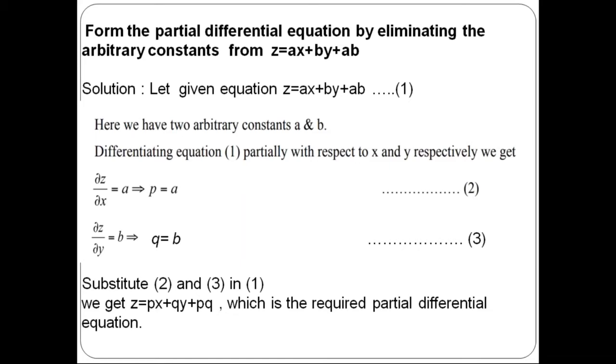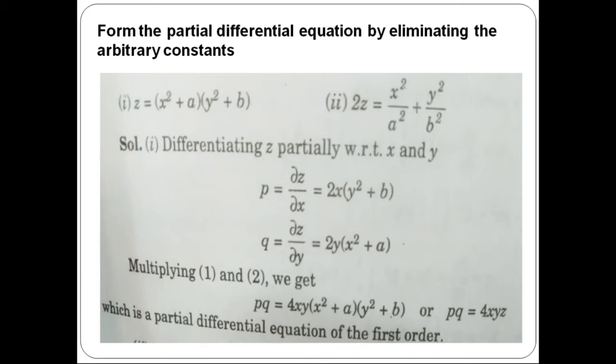I have another example as well. Now form the PDE, meaning partial differential equation, by eliminating the arbitrary constants. I have taken two parts here. The first is z equals x square plus a into y square plus b, and the second is 2z equals x square upon a square plus y square upon b square. I will solve the first part, and I think you can solve the second yourself.